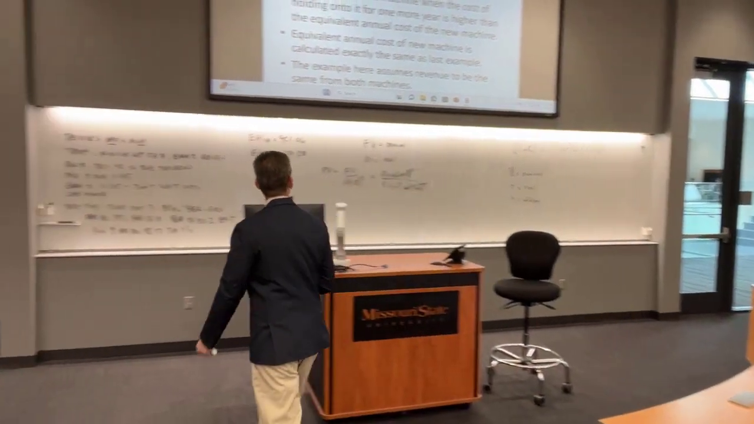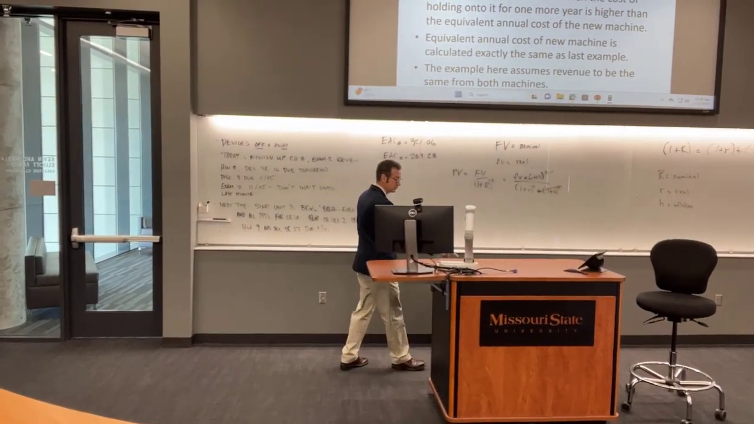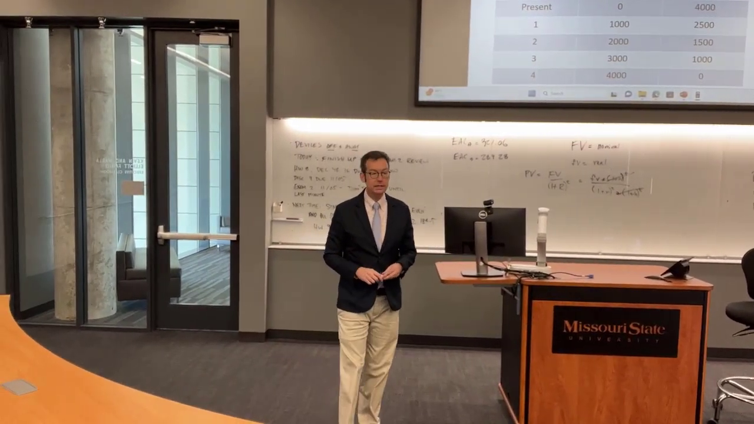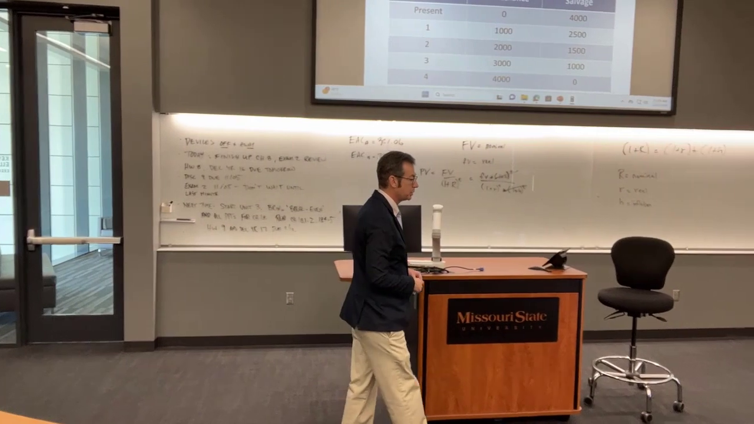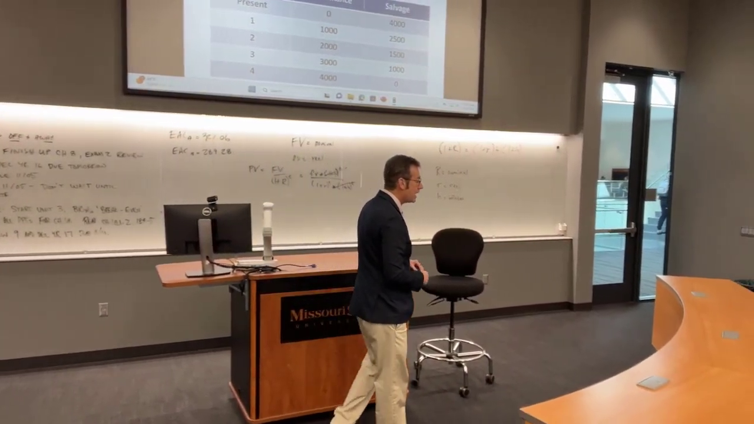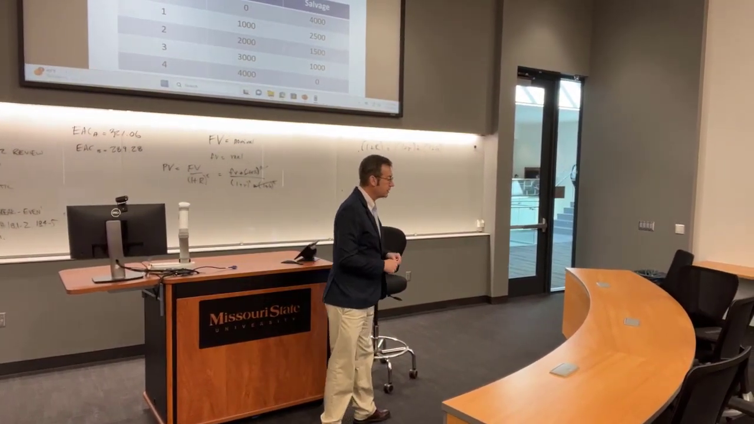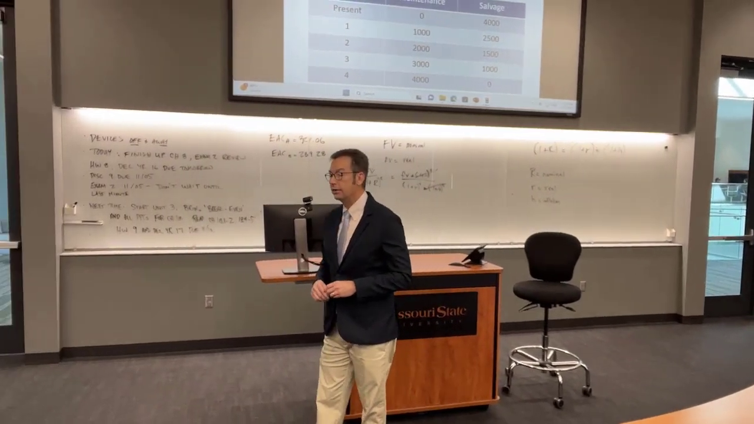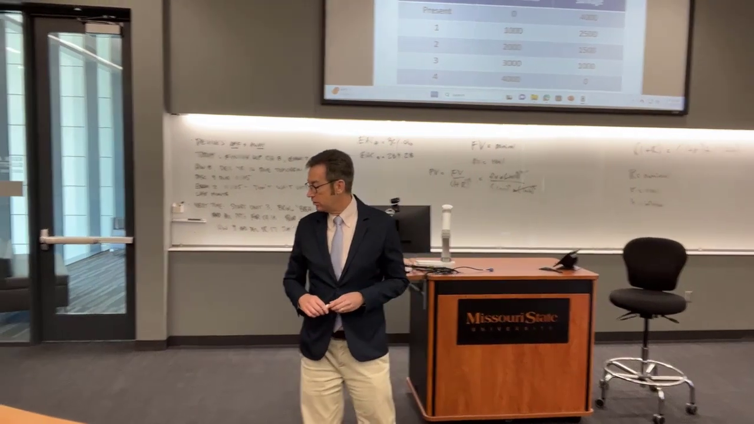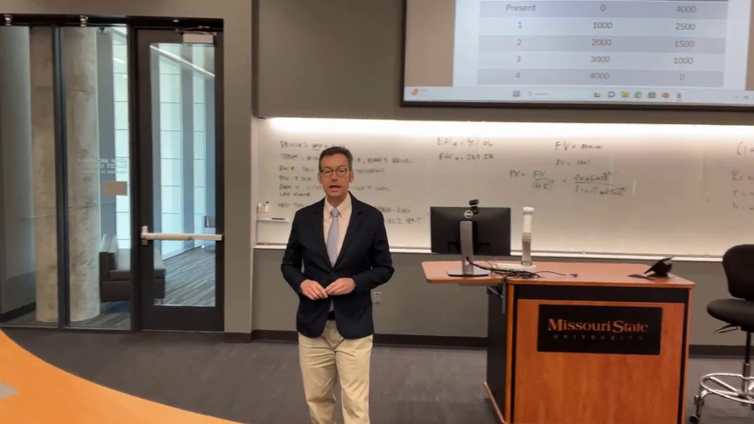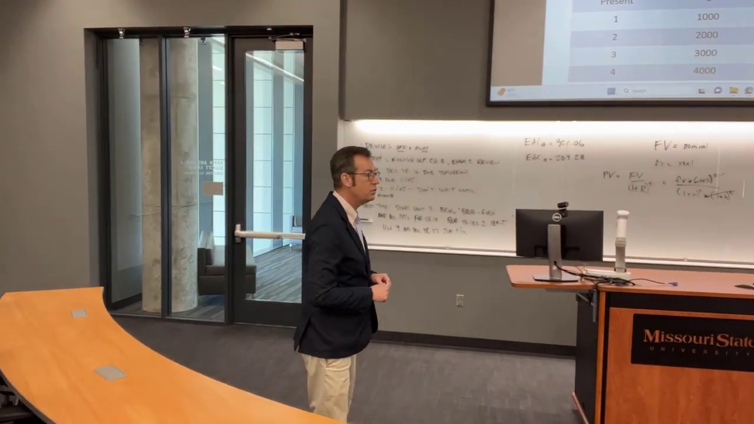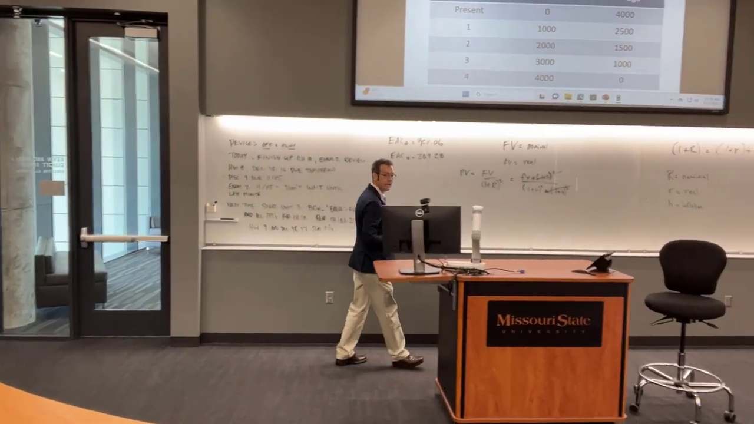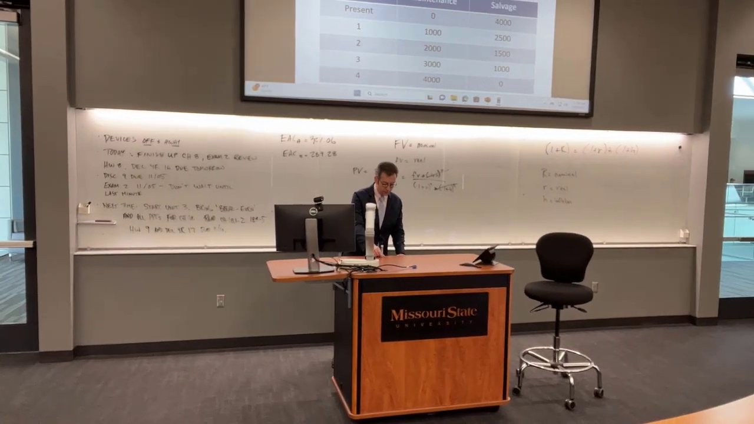So let's look here at an example. We have two machines. The first bullet point is the new machine, the replacement machine. It's going to cost us $9,000. It's going to cost us $1,000 per year in maintenance. It's going to have a life of 8 years, and at the end, it'll have a salvage value of $2,000. So we need to figure the equivalent annual cost of this new machine.